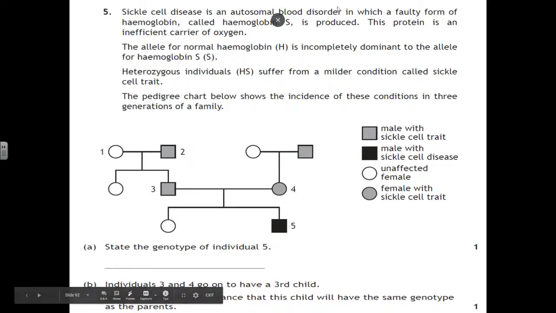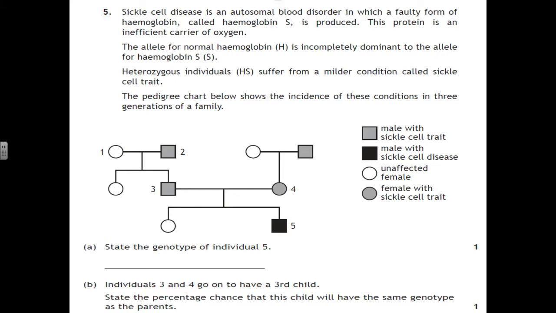Sickle cell, the last one, is an autosomal blood disorder where a faulty form of the hemoglobin protein is made. The protein is inefficient at carrying oxygen. That's why they can't do a lot of exercise. The allele for normal is capital H. It's incomplete dominant to the affected allele S. Heterozygotes HS suffer from a milder version called sickle cell trait. The pedigree is shown below for 3 generations.